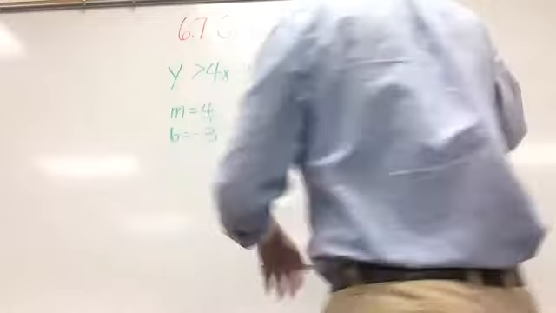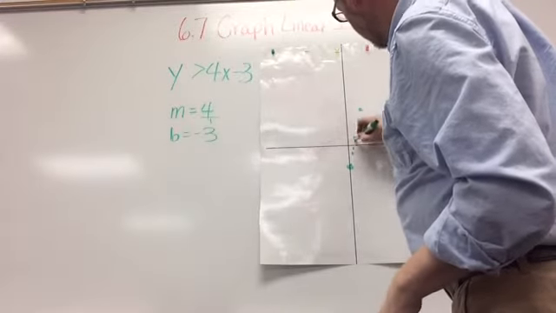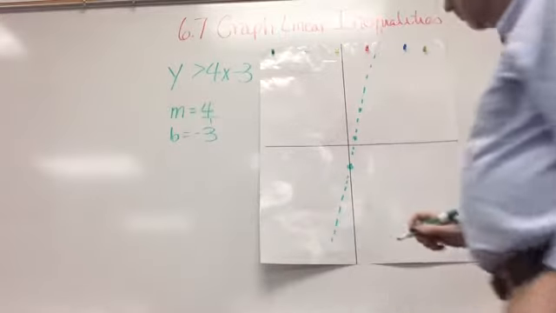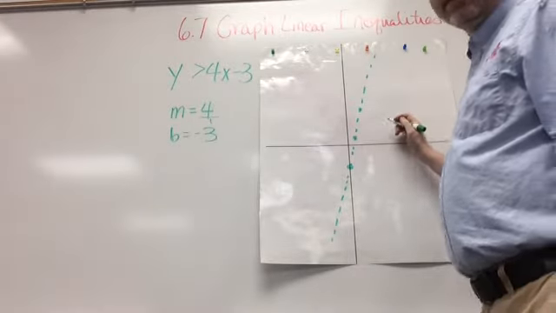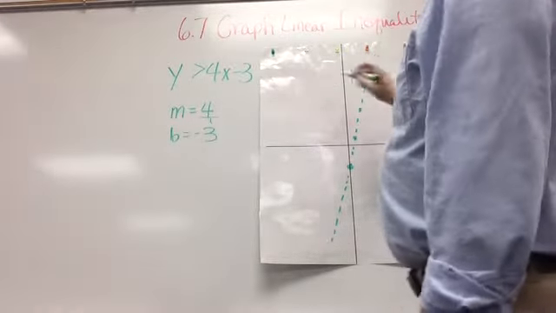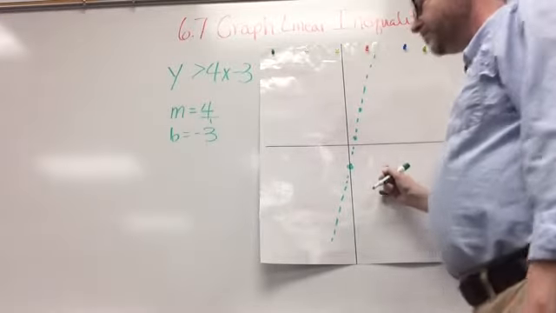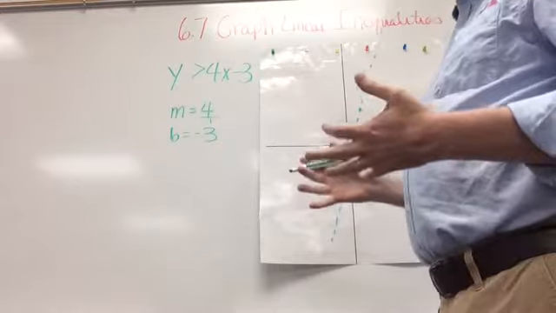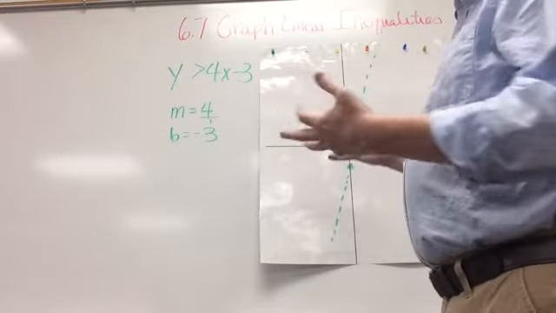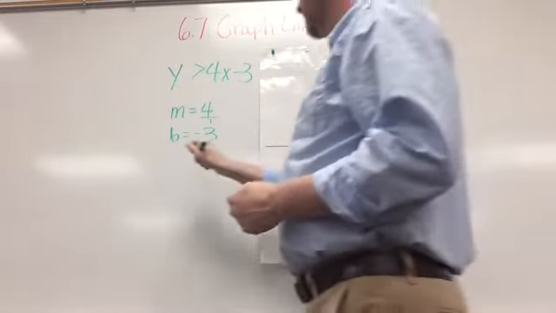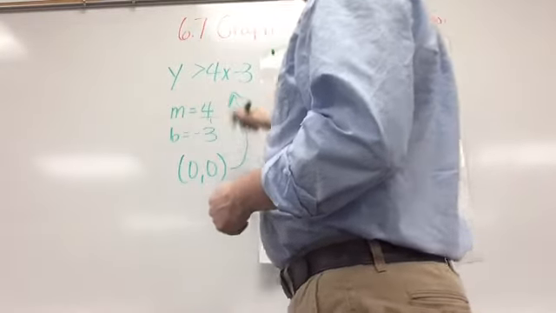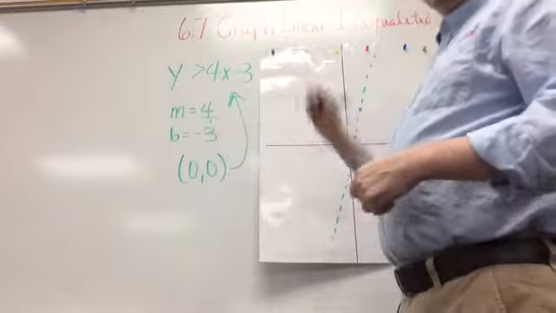So let's see if I can do this decently. Okay, I kind of got off on the bottom a little bit, but that's all right. So now I have it graphed: y is greater than 4x minus 3. Now, one of the things that we encourage you to do is always test a point to see where the solutions are. And we always like to test (0, 0).